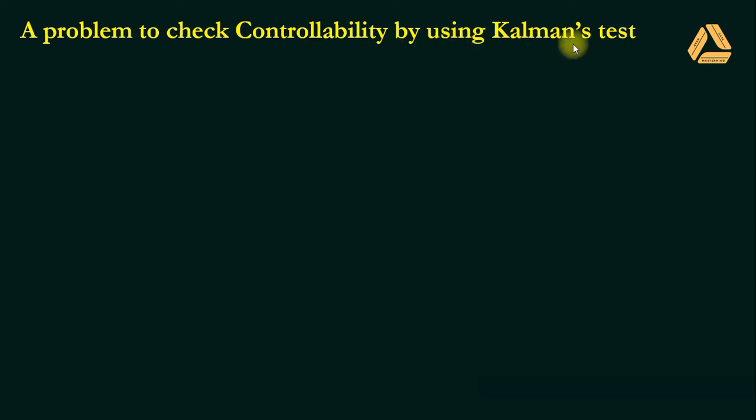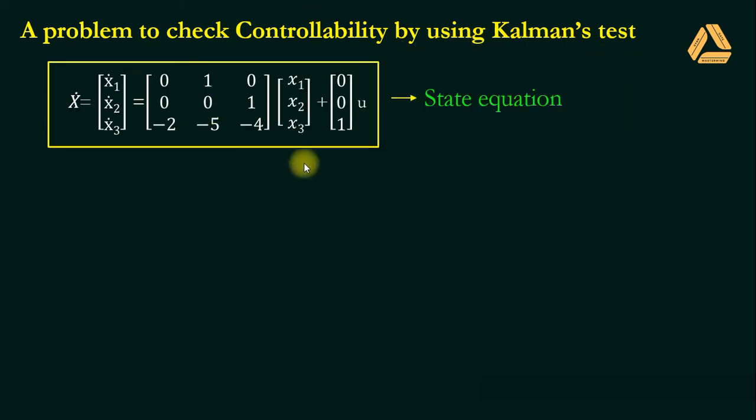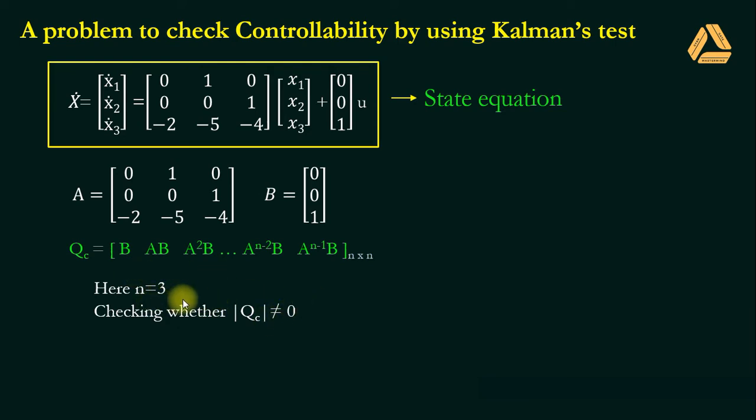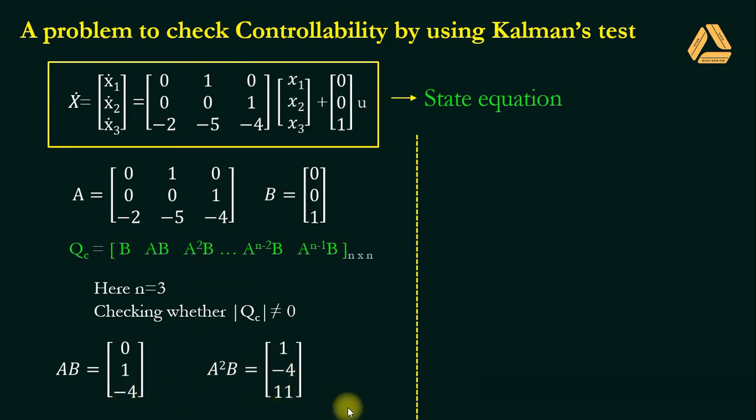A problem to check controllability by using Kalman's test. This is a state equation which I have taken from the previous problem, from which I get the A matrix and B matrix like this. Then I will form the controllability matrix QC to test whether this system is controllable using Kalman's test. The order is n equal to 3 here. We have to check whether the determinant is not equal to 0. Here the matrix B is directly given, AB is 0, 1, minus 4, and A square B is 1, minus 4, 11.